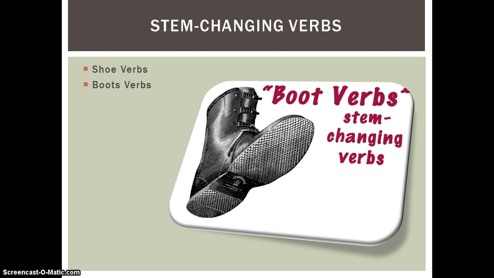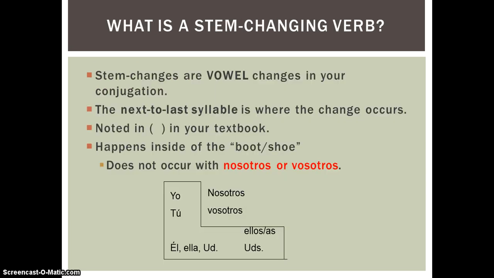So to start, what are some different terms for this in English? You might see stem changing verbs, but another popular way to refer to these are shoe verbs or boot verbs, and we're going to see why in just a minute. So what is a stem change? It's a vowel change that happens when you conjugate these particular verbs. That vowel change always occurs in the next to last syllable.